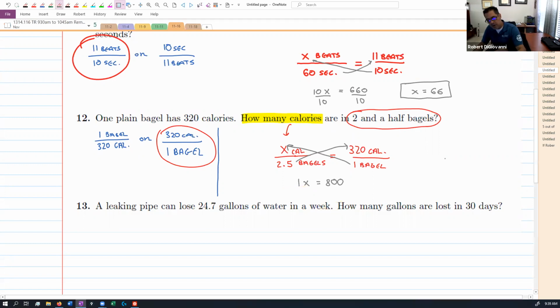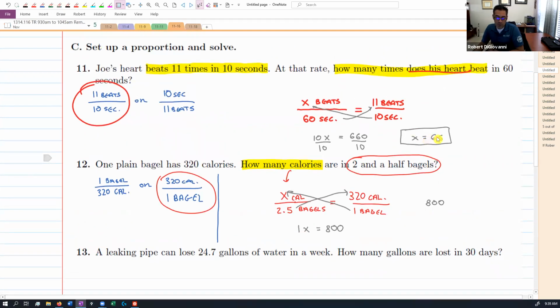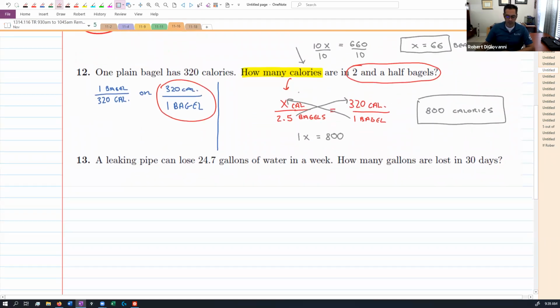So our answer, oh, you know what? I forgot to do on my first one. Sorry, I forgot to put the units. In your answer, you need to put what this is, 66 what? And remember, we were solving for bagels. So put bagels here. And then here it would be 800 calories, because we were solving for calories. Understand?